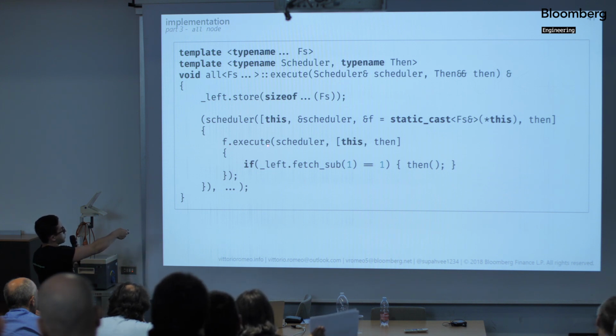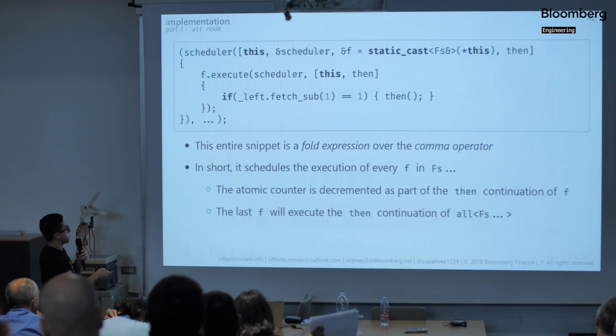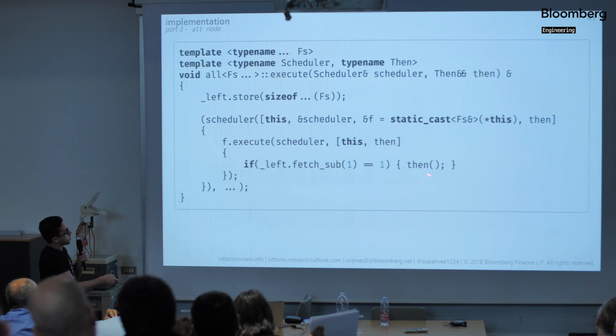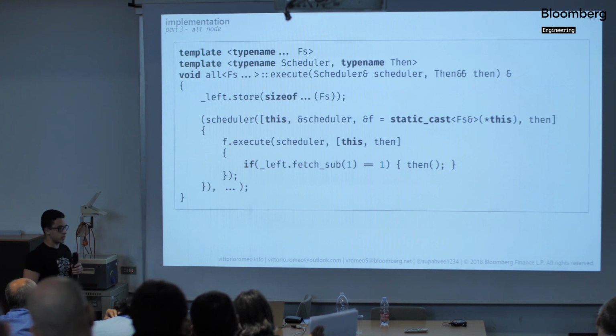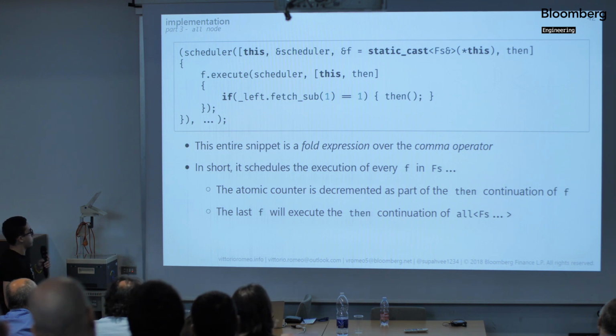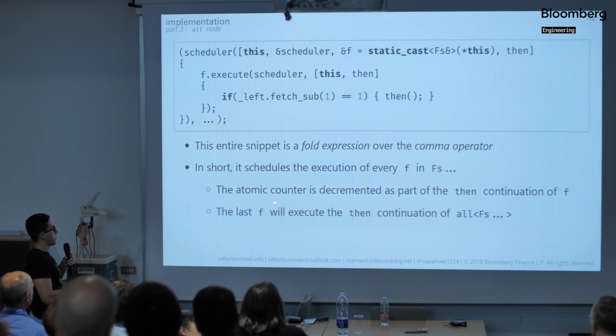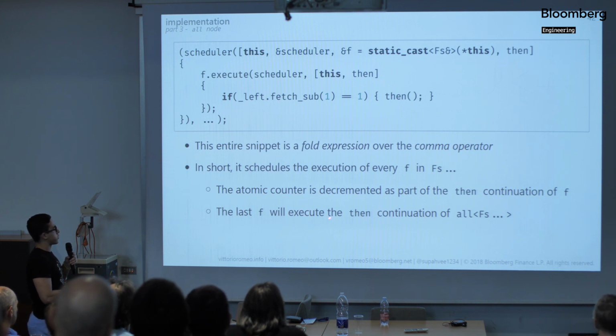And we're going to execute the current computation passing the scheduler, and the continuation of what we're executing is a decrement on the counter, which checks if we are the last one to decrement it, and if we are the last one to decrement it, then we will invoke the then continuation of the all node. So I'm going to try to break this down a little bit. So this entire thing is a fold expression over the comma operator. And in short, it means let's schedule the execution of every f in Fs. And as part of the continuation of every f, we will decrement the atomic counter, and the last f to decrement the counter will also be responsible for executing the then continuation of the all node.